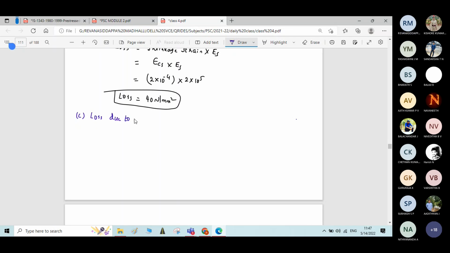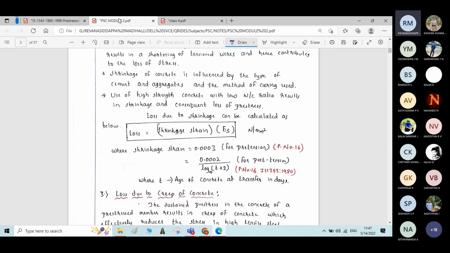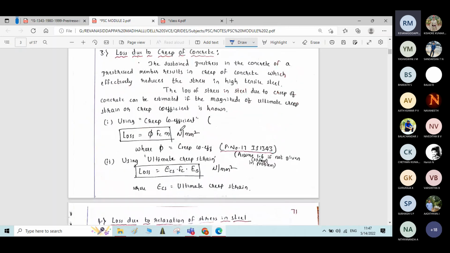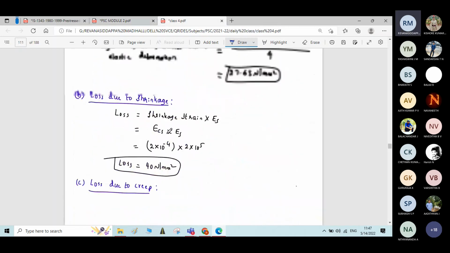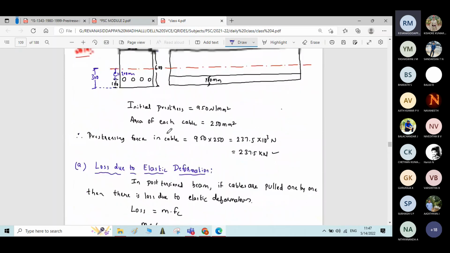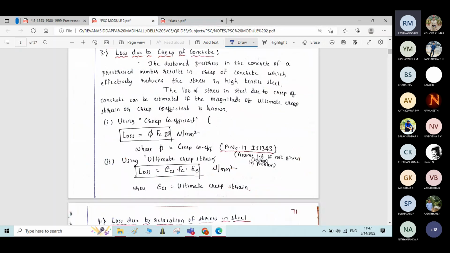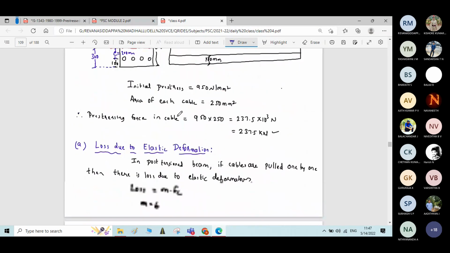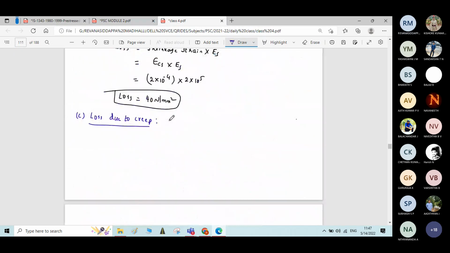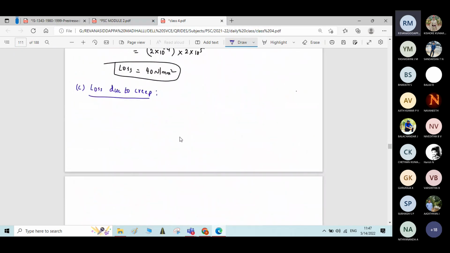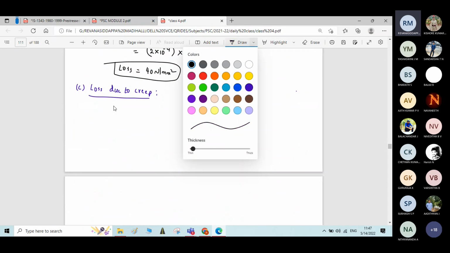Loss due to creep, the third one. For calculating loss due to creep, the formula is... In this problem, which constant is given? Just see. Ultimate creep strain is given. Ultimate creep strain is given means you need to use the second formula to calculate the loss due to creep: epsilon cs into fc into Es, using the ultimate creep strain formula.